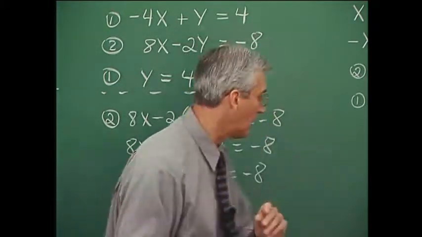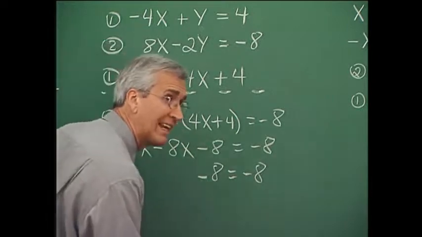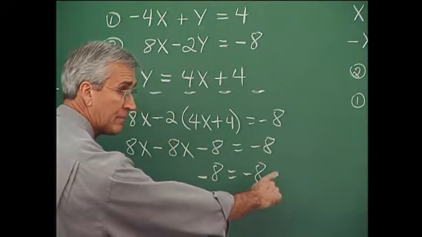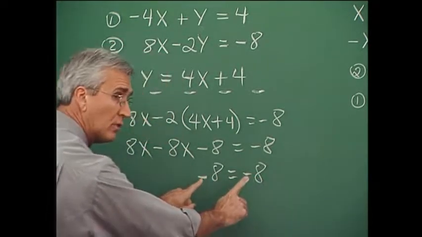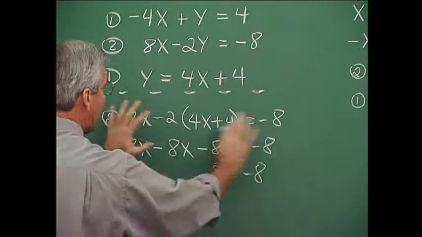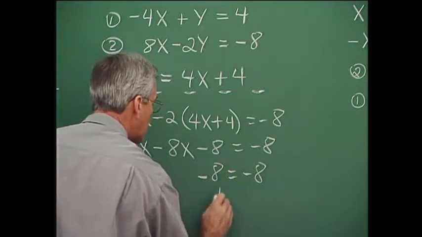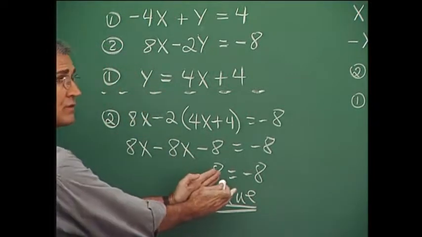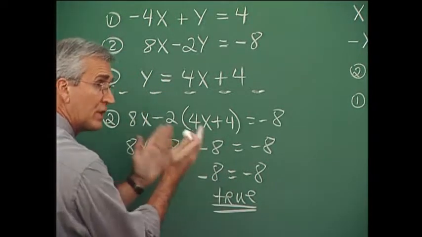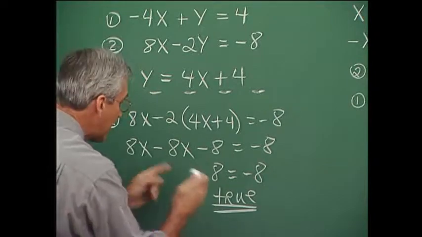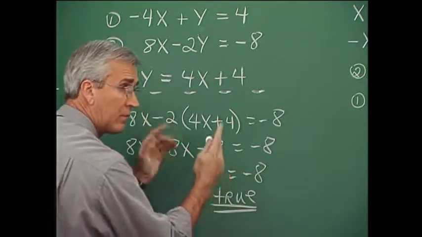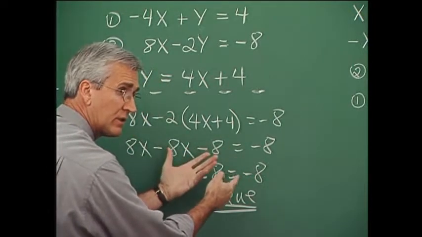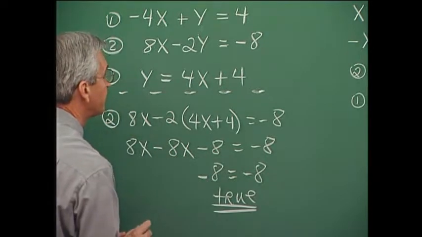We can tell by looking at the truth or falseness of this last statement. Now, this statement is true. So it means since the x's go out and the statement is true, we have an infinite number of solutions to this system. The system is dependent. Now, if the statement were false, it would mean we have an inconsistent type of system.